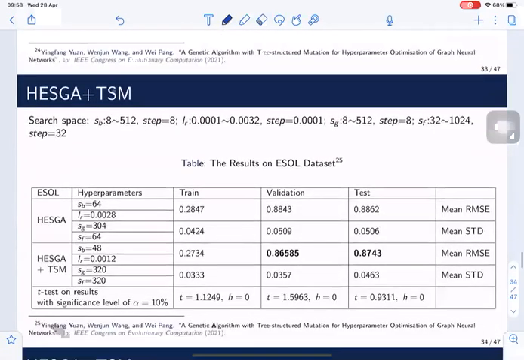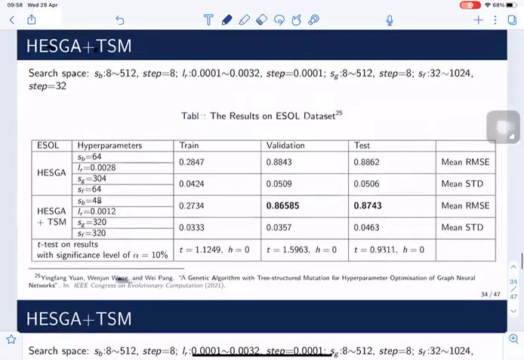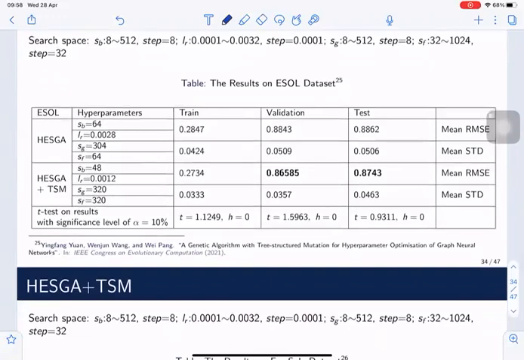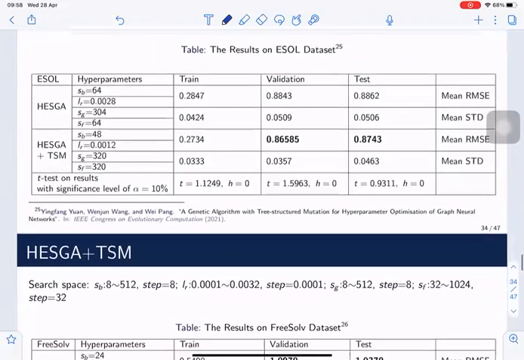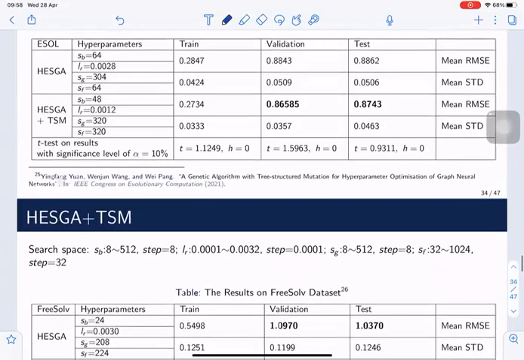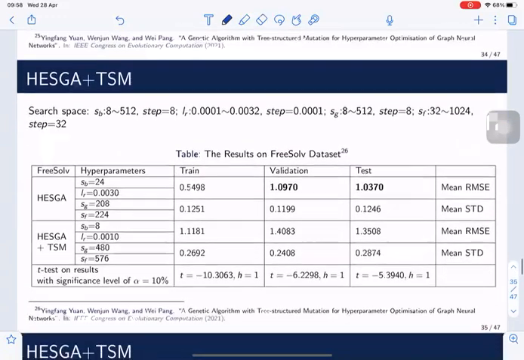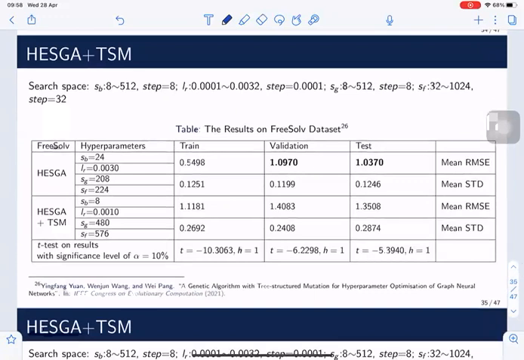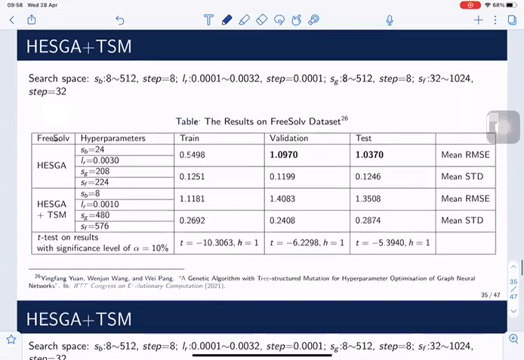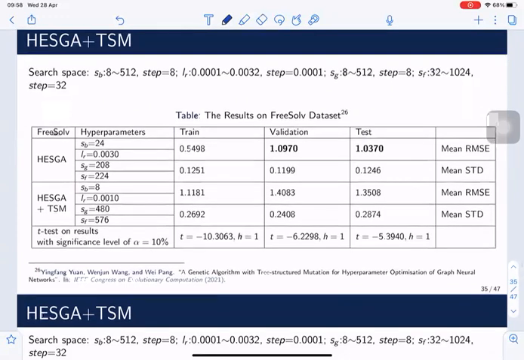Also, we conducted experiments about HISCA with TSM. In the first dataset, there's no significant difference, which probably means no improvement. And it's a little bit disappointing in the second dataset: HISCA without TSM outperforms HISCA with TSM.